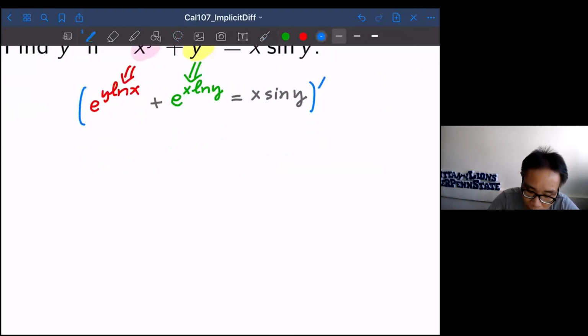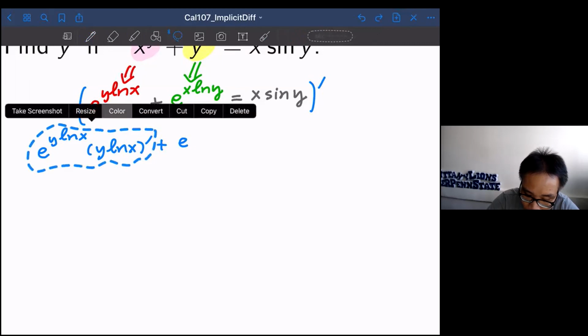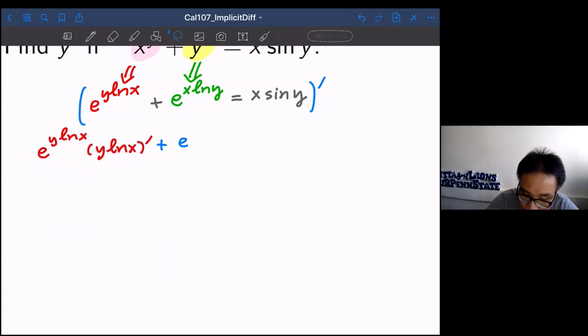So you differentiate e to the y log x, so it's going to be e to the y log x, and you differentiate y log x, okay, plus e to the, let me change the color a little bit. This one I should use the red one, right? Use the red one. And for the second one, I use the green one. So it's going to be e to the x log y.